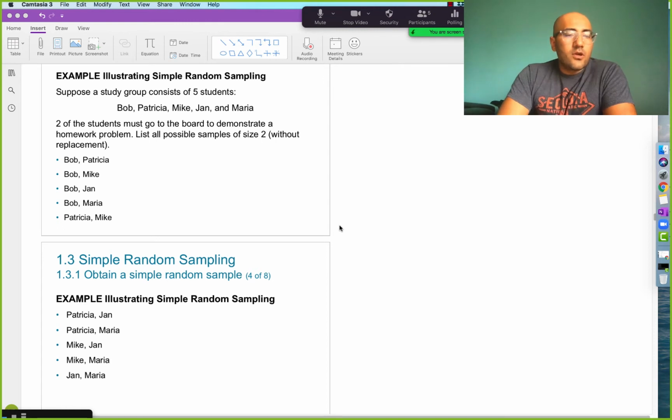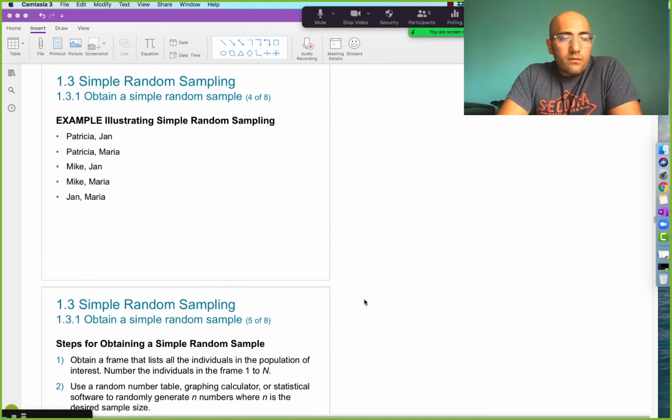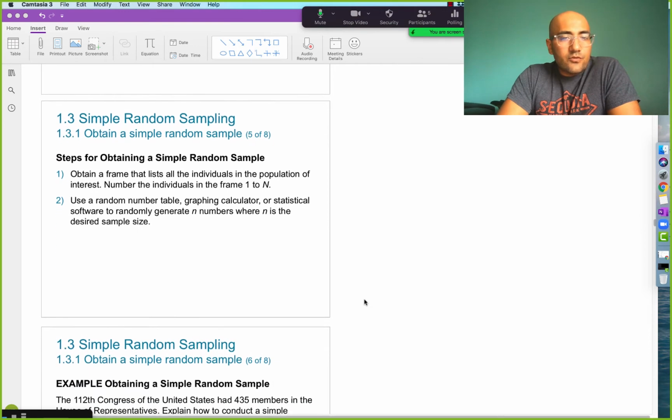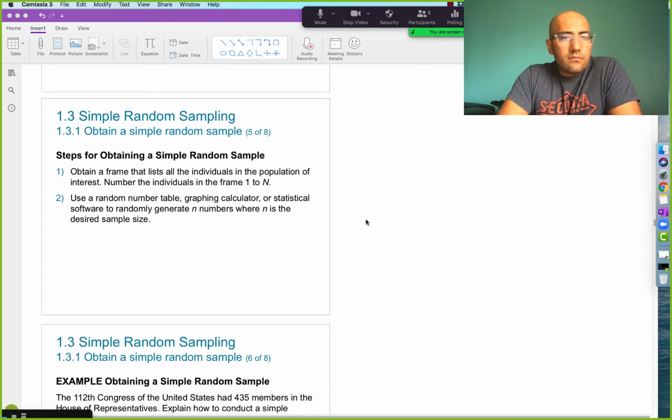Good. Okay. So if all 10 outcomes are equally likely of occurring, then we have ourselves a simple random sample. Steps for obtaining a simple random sample: obtain a frame that lists all the individuals in the population of interest, and number the individuals in the frame from 1 through capital N.